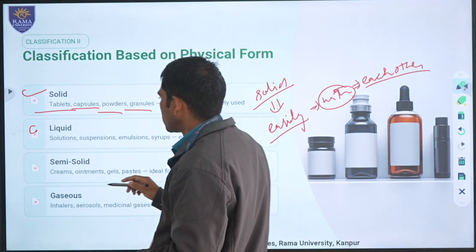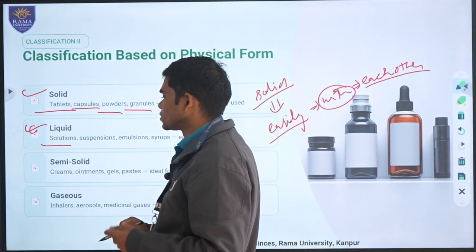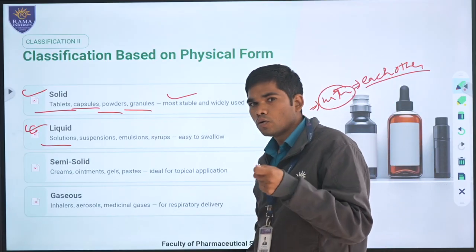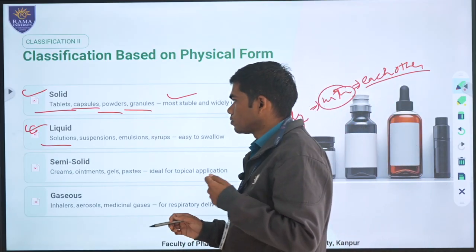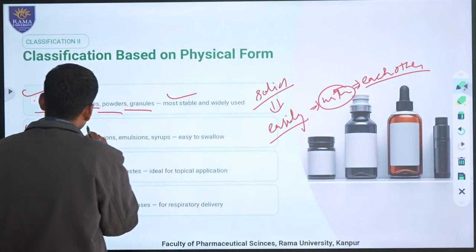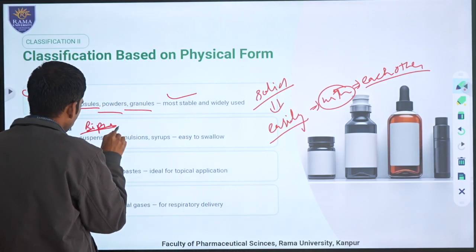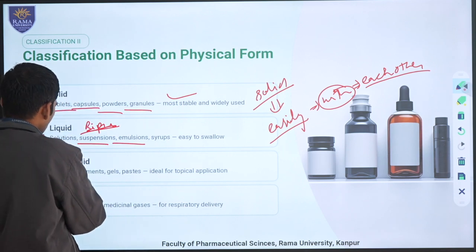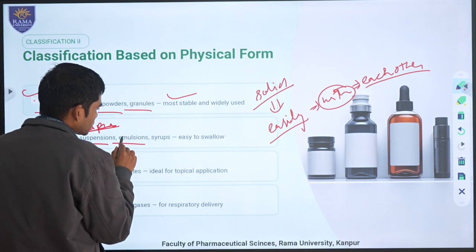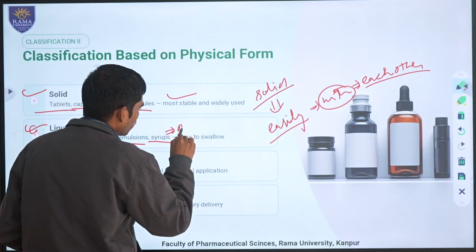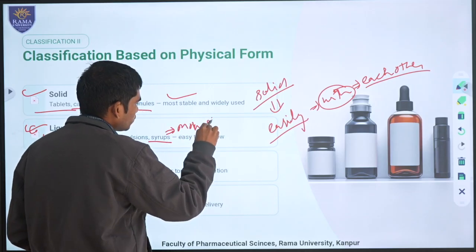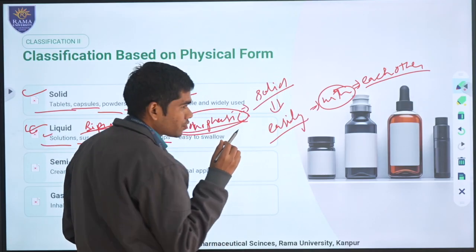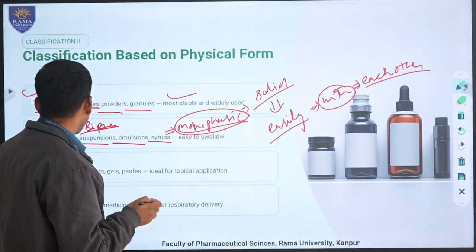Okay. Then liquid dosage form. Solutions are made by two or more than two components. These are the biphasic liquid dosage forms, suspensions, emulsions. Basically solutions, suspensions and emulsions. Syrups are monophasic liquid dosage form, which contain one phase, that is water phase.